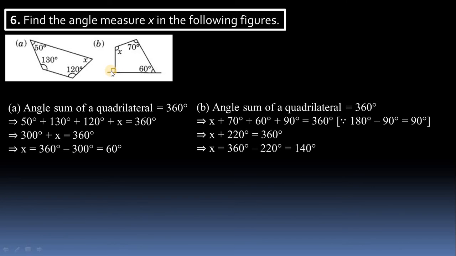This angle is 90. So according to the linear angle, this angle should be 90. So here x plus 70 plus 60 plus 90 is 360. Why is it 90? This angle is 90 and this is a linear angle, so this angle will be 90. 90 plus 90 is 180. So here x plus 220 equals 360. So finally you can get the value of x.